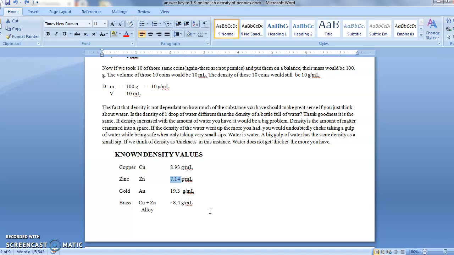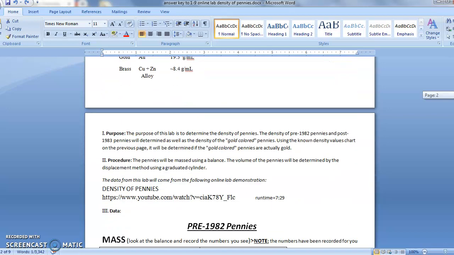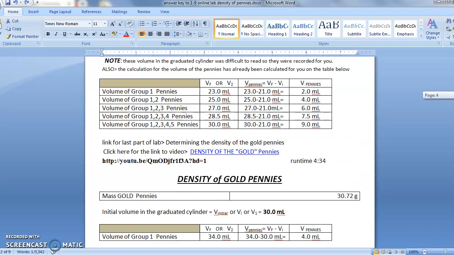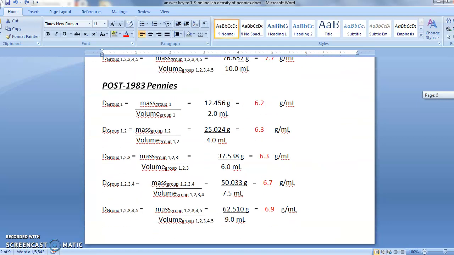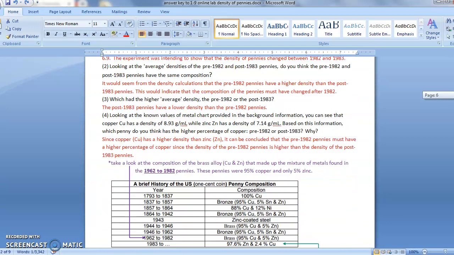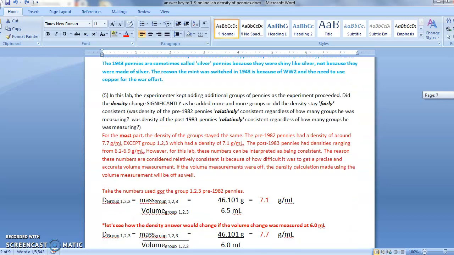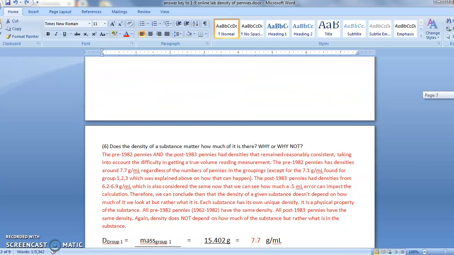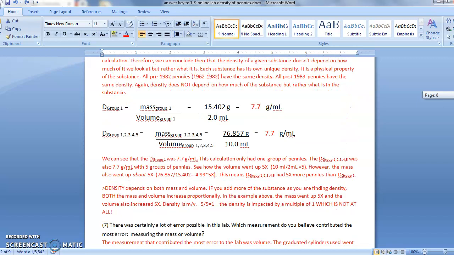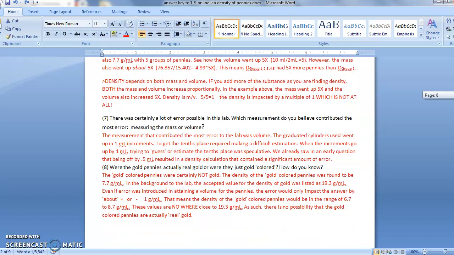If you had a lot more copper than zinc, the value of the density would be closer to 8.9. If you have more zinc than copper, the value would be closer to 7.1. So an alloy is a mixture. The density of mixtures can change freely depending on how much of each substance is in there. If you have more of one than the other, the density value will change.